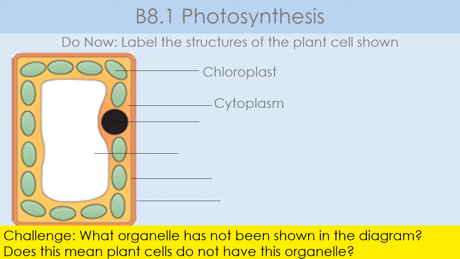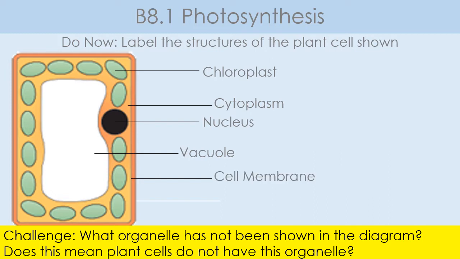Next one down, that big black dot, is our nucleus. So the nucleus contains all of the genetic material of the cell. It contains that DNA. Next one is the vacuole. A vacuole is only present in plant cells, and it contains cell sap, so it helps to provide some structure for the cell.